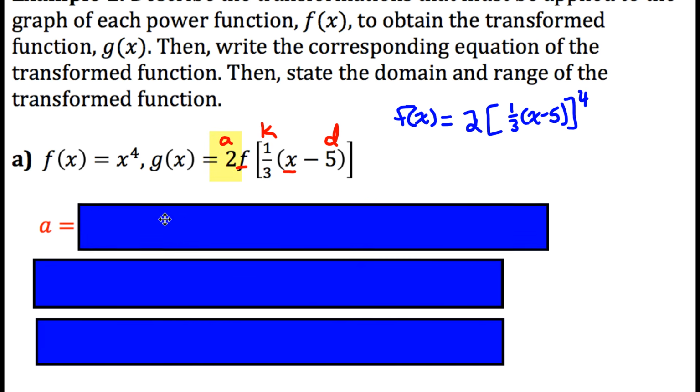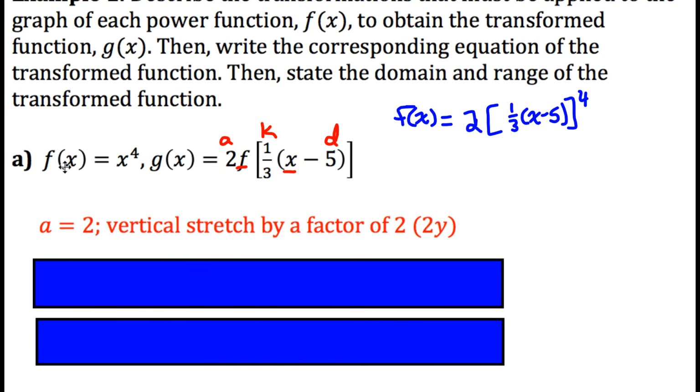Well, the a value we can see is 2. That's an a value bigger than 1, so it's going to do a vertical stretch by a factor of 2. So how we would apply that algebraically is we would double the y values. So in brackets, you'll just see the algebraic transformation for if we were to actually transform a table of values, which we'll do in the next example.